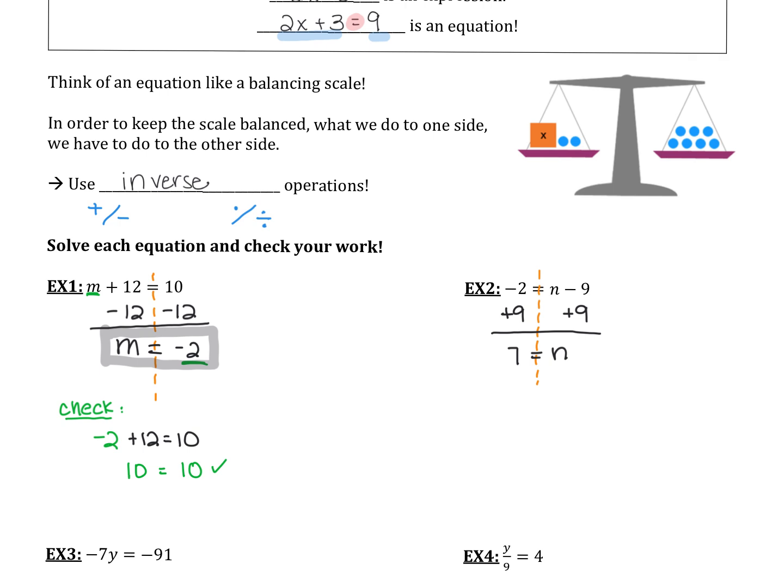Oh, now wait a minute. I have 7 equals n written down. Are those different statements? Is it different to say n equals 7 than 7 equals n? The answer is no, it's not different. These are not different because these are symmetric, what we refer to as symmetric. So let's check our work. Is negative 2 equal to, let's put our 7 in place, 7 minus 9? Is negative 2 equal to negative 2? And the answer is yes, so I know I've checked my work correctly.